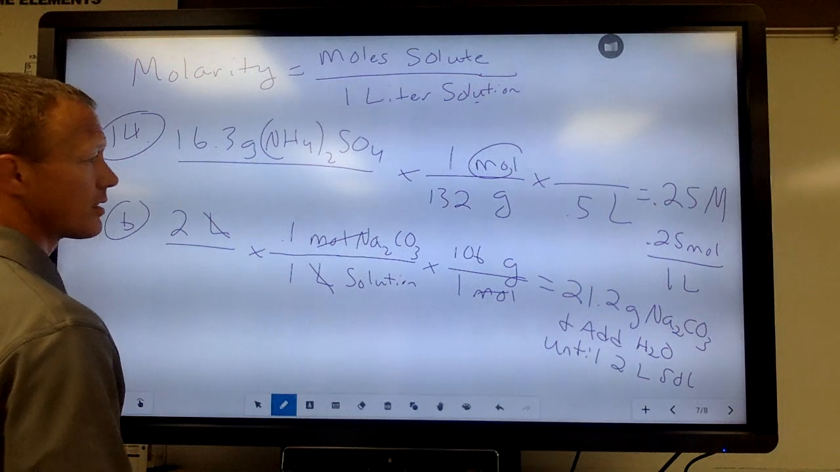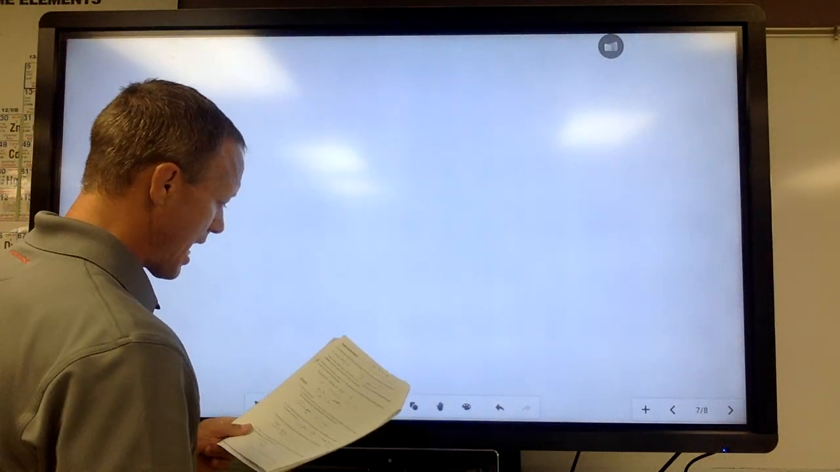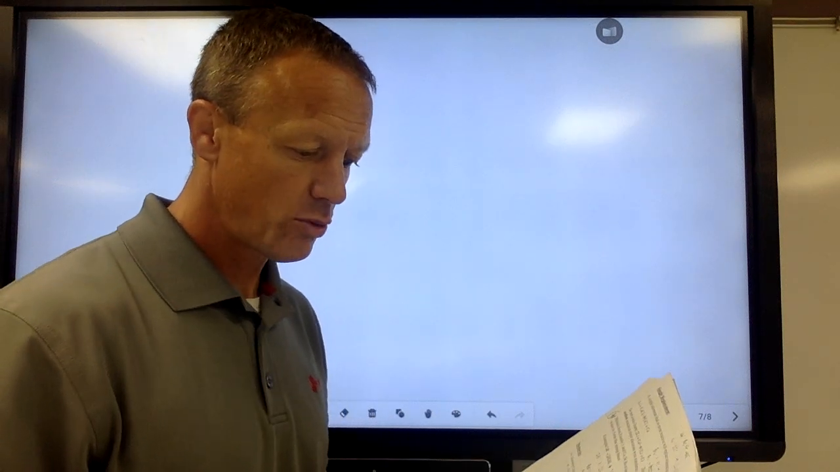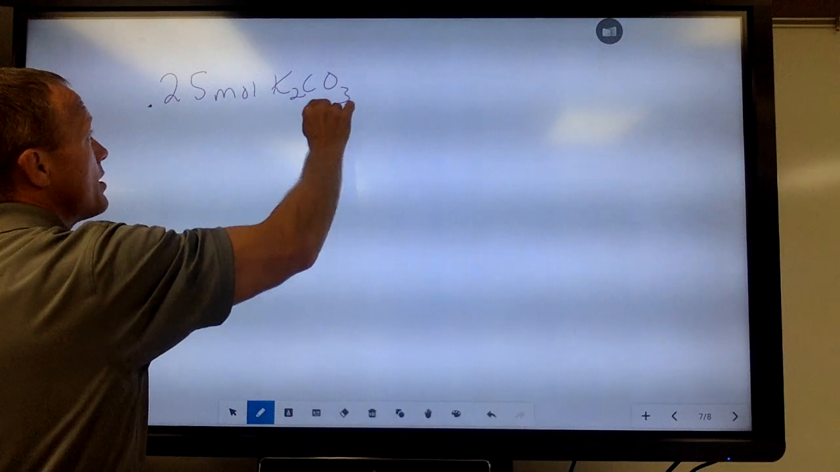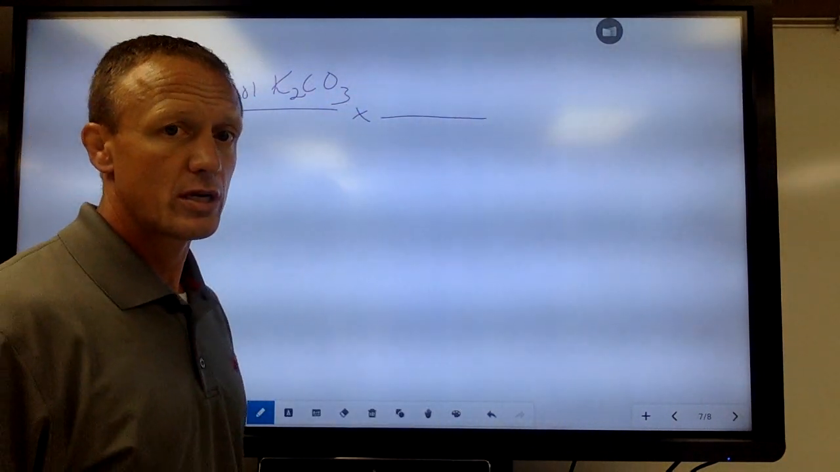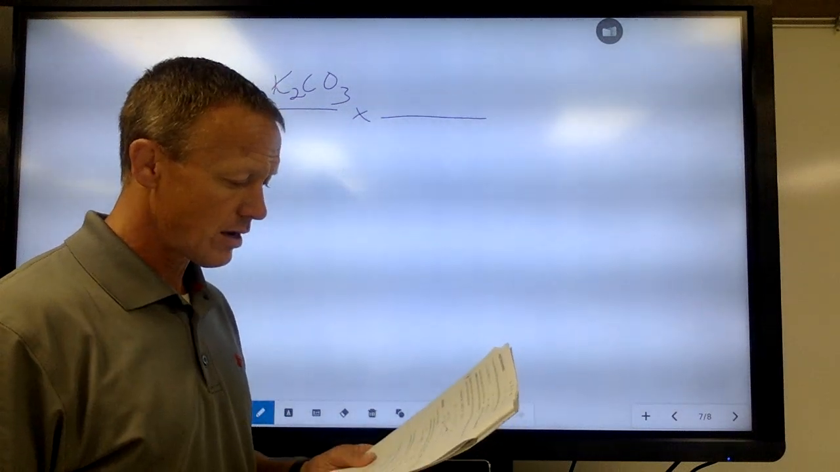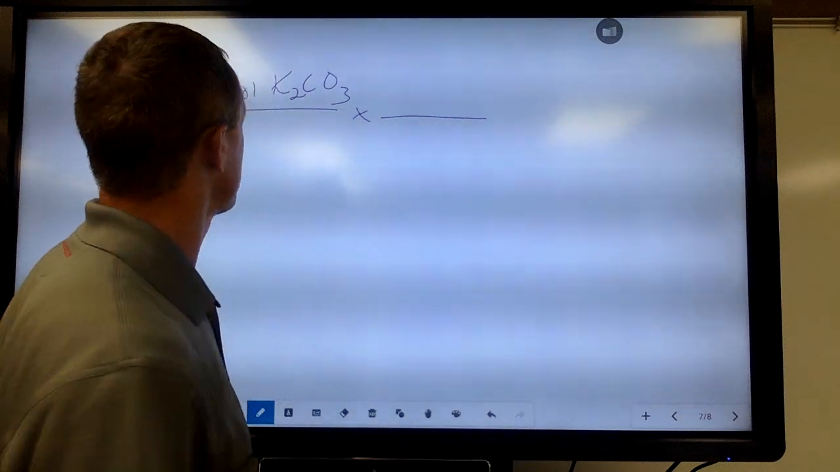Erase this. Letters C and D. C, how many milliliters? We need to finish with milliliters. How many milliliters of a 0.45 molar solution would be needed to make 0.25 moles of K2CO3? Again, I never start with my molarity. So we have 0.25 moles of K2CO3, and it wants to know how many milliliters of the 0.45 molar solution would be needed to get that.